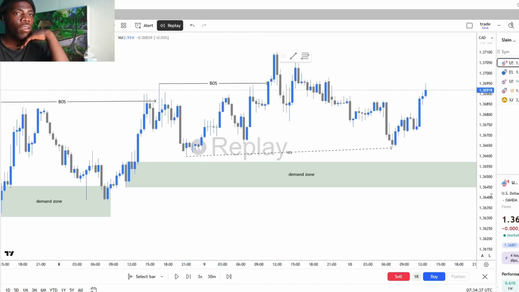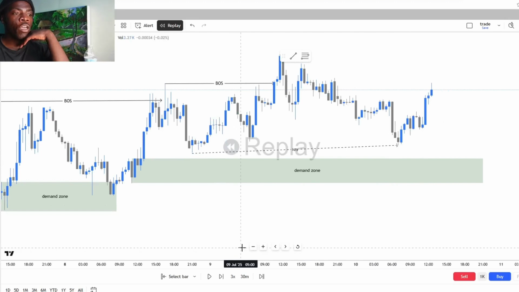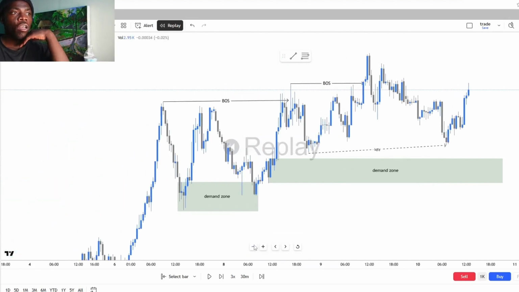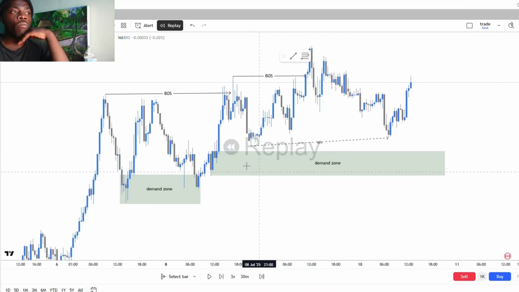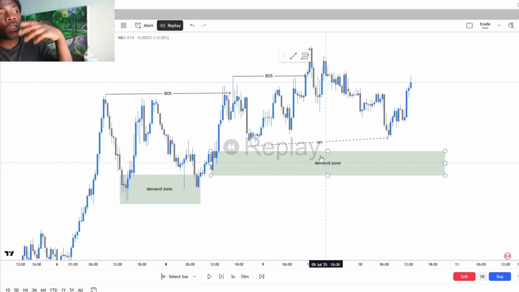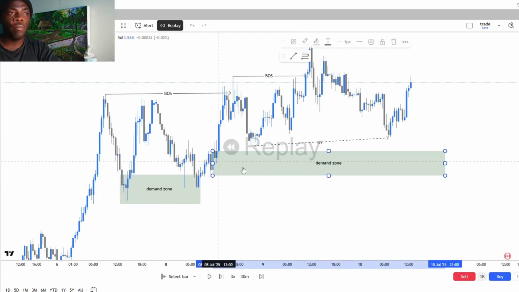So it's always good, when you mark your chart, to make sure you find the perfect demand or supply area, because most people might end up placing their demand zone right here. That's going to be for a different video, where we break down demand zones and how to find them. So you see right here, this is my demand zone.